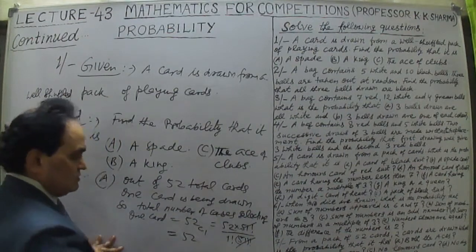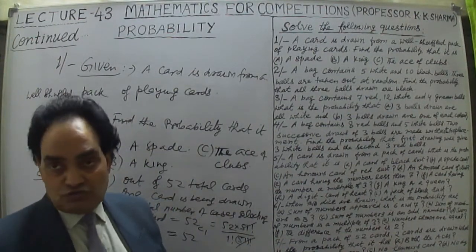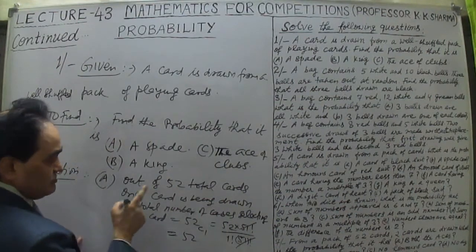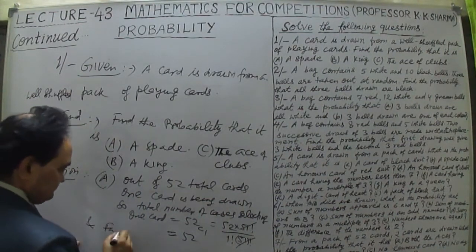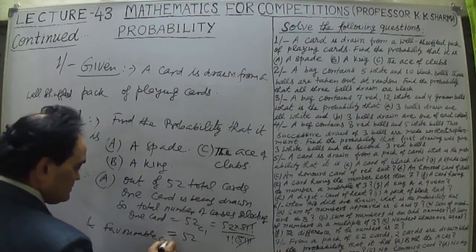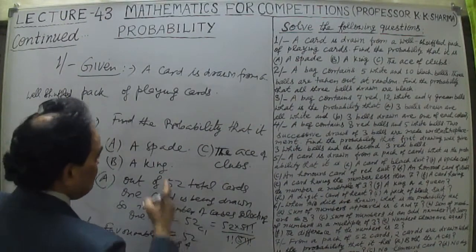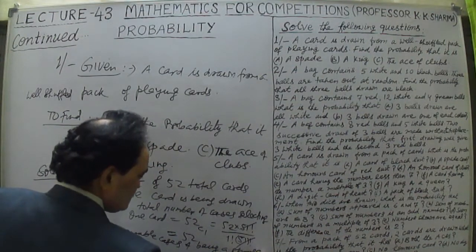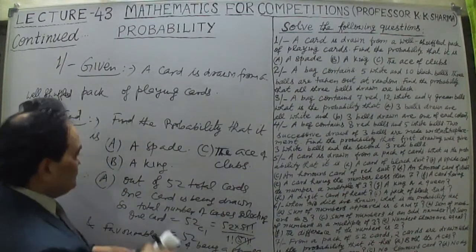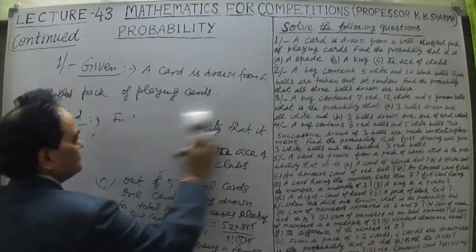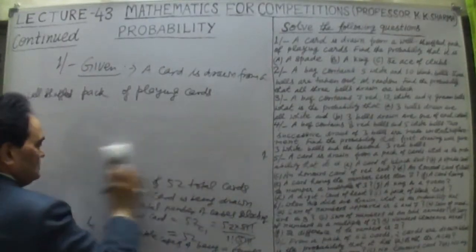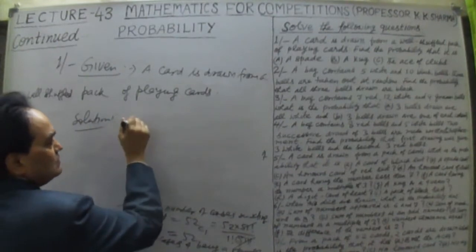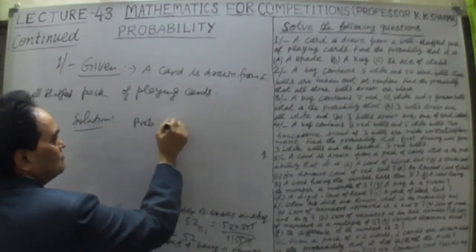So 52 total outcomes are there. One card is being selected in 52 ways. And favorable cases are how many? Cases of selecting a spade card. Let me do this here. So this is the first question only. Therefore the solution we are finding is the probability of a spade card.